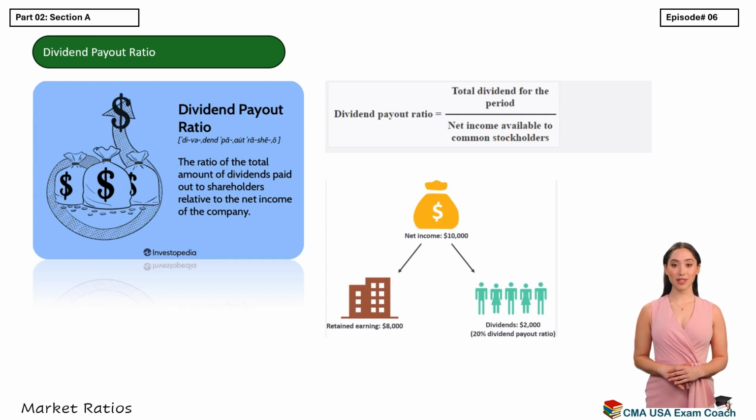Why is this ratio important? Because it tells investors whether the company is rewarding its shareholders regularly or whether it's retaining most of the earnings for future growth. A higher payout ratio may be attractive to income-focused investors, while a lower ratio might suggest the company is reinvesting heavily into expansion.